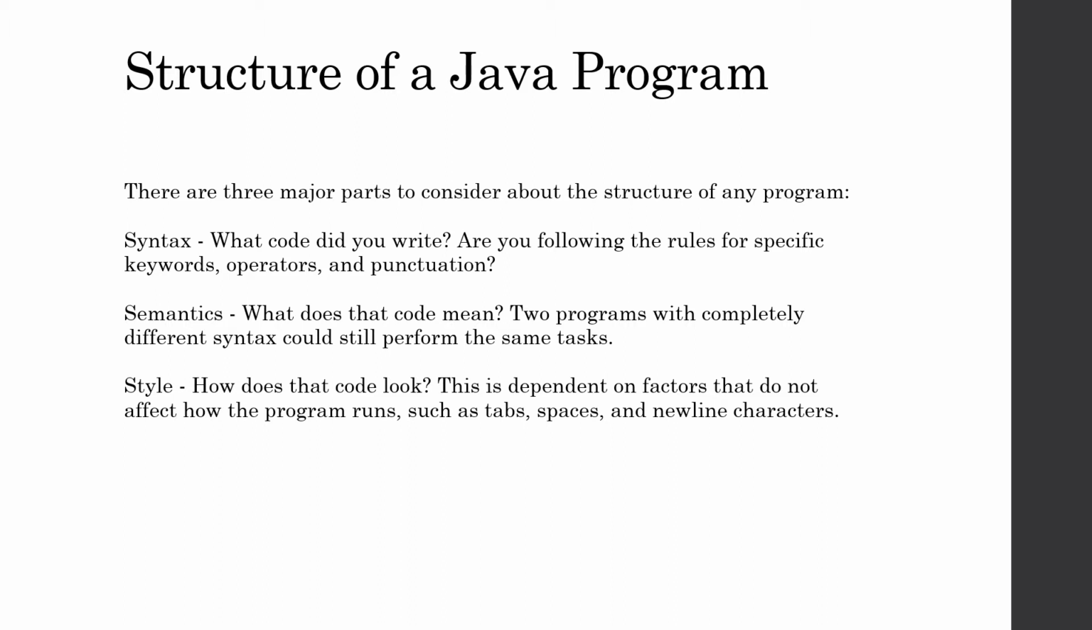And then the last part is going to be the style. So how does that code actually look? This is going to be dependent on factors that don't really affect how the program runs. Instead, they just affect how the program looks to you, how readable the program is. So this is going to include things like tabs, spaces, and new line characters. So by new line characters, I mean like pushing the enter key.